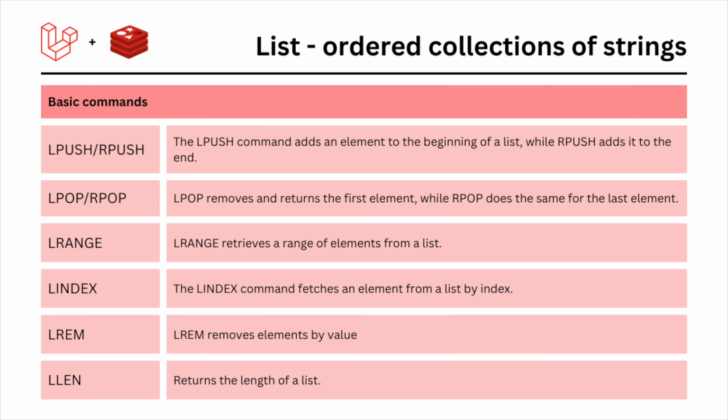So let's see the basic list commands that you can run. lpush and rpush, from the left and right, you can use to push any element into the list. lpop and rpop are to remove. lrange is to get some elements of the list, and lindex is to get a particular item with that index. lrem is also to remove, and llen is to return the length of the list.